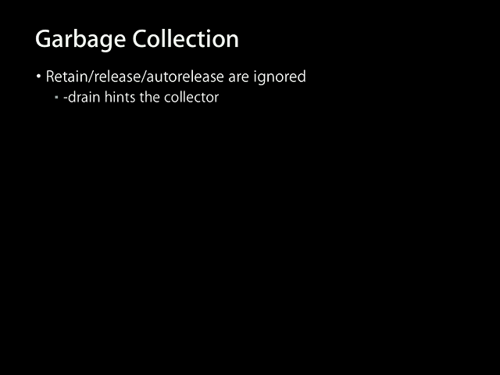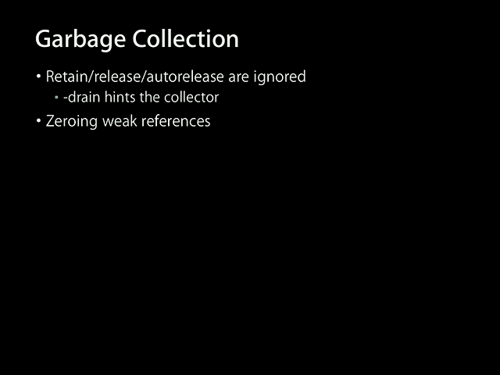So when you're writing the dual mode code, what basically happens is that retain, release, and autorelease are ignored. Literally, they are rewritten to become effectively no-ops. The one exception is the drain method on NSAutoreleasePool. It's kind of a hint to the collector. It says, hey, back in the non-GC world, the developer thought right about now is a good time to get rid of a bunch of temporary objects, so the collector uses that as a hint.